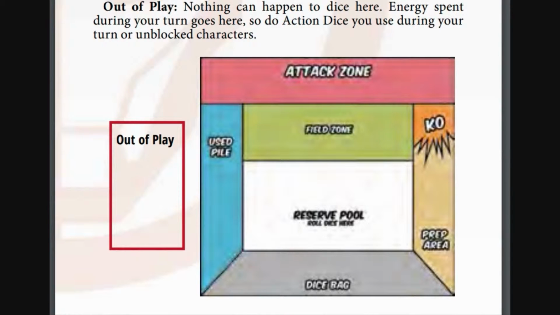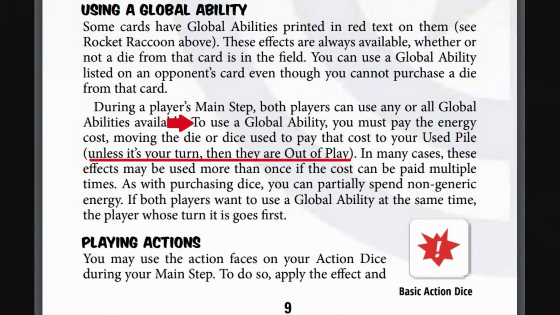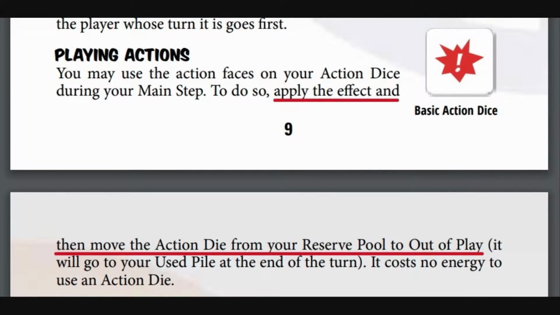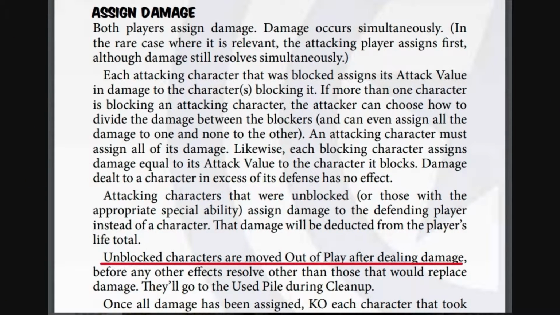Today I'd like to explain what it means when it is said that dice are in transit or out of play. When you hear someone say that dice are in transit or out of play, what they are referring to is the energy spent or action dice used on the active player's turn. What I'd like to do with today's video is show you a few examples of when your dice would be considered out of play.